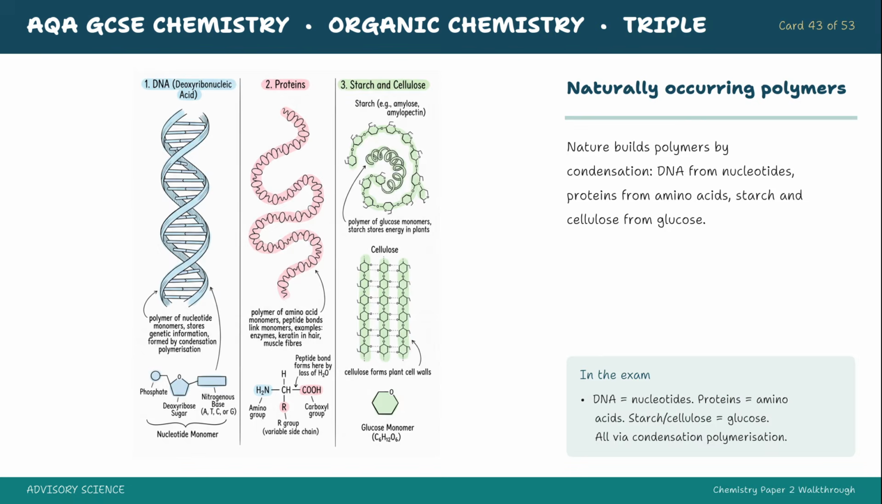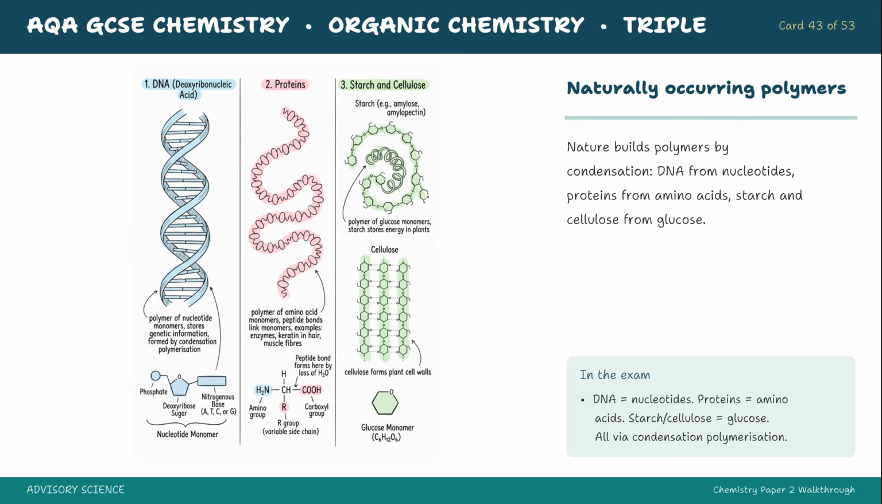Naturally occurring polymers. Nature makes its own polymers. Proteins are polymers made from amino acid monomers joined by condensation polymerization, and different proteins are built from different combinations of amino acids. DNA, which carries our genetic instructions, is a very large molecule made of two polymer chains, made from monomers called nucleotides, and it's twisted into a double helix shape.